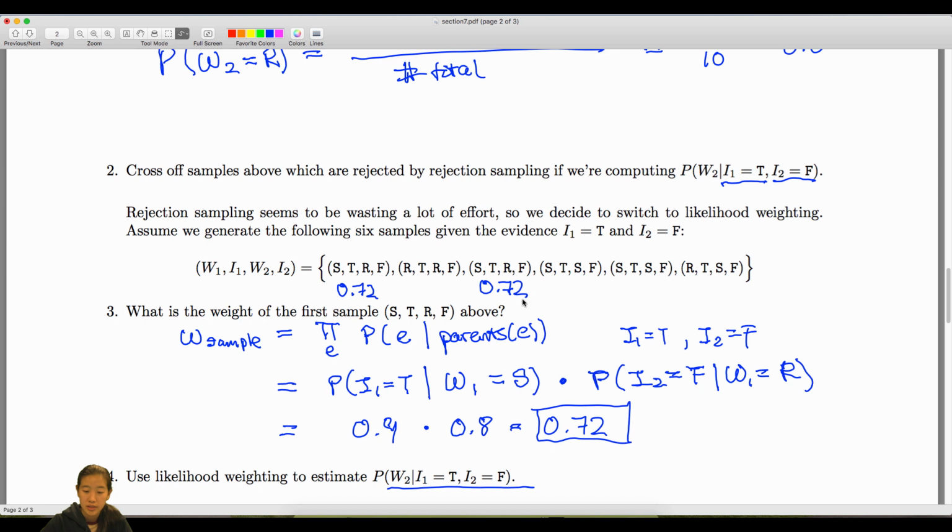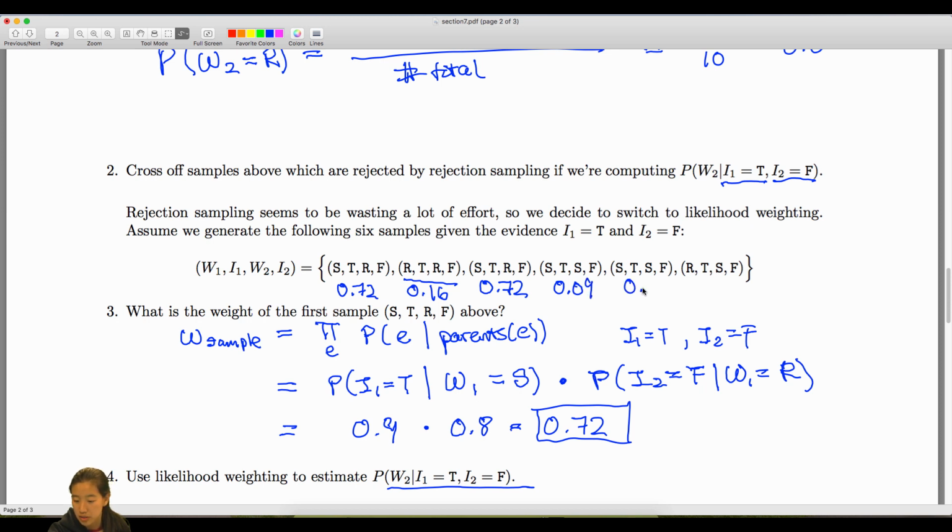What about for the sample RTRF? This one is going to be the probability of I1 equaling true, given that W1 is equal to rainy, and then we're going to have the probability of I2 equals false, given that that day is also rainy. Plugging in the values from the above table, we see that this one is 0.16, meaning this sample is actually not very likely. Similarly for these two, this is going to be 0.09.